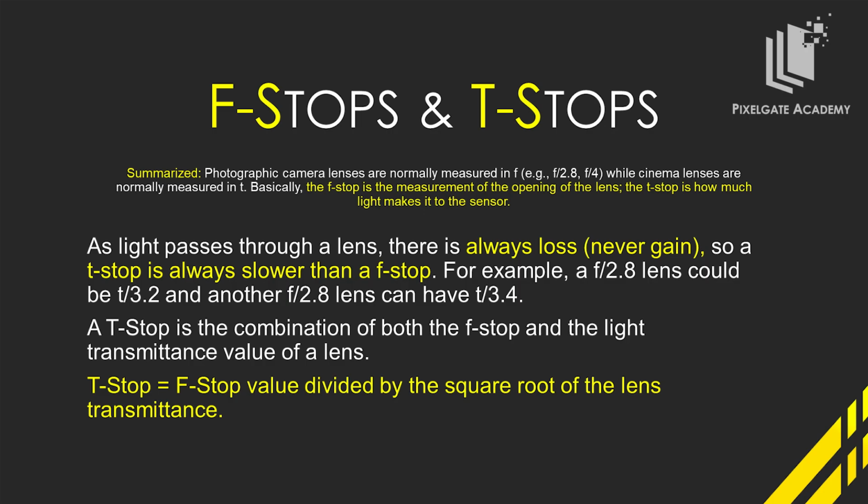There is a mathematical formula behind it: the t-stop can be calculated by the f-stop value divided by the square root of the lens transmittance. This is how you actually get mathematically to the t-stop of a lens. You don't have to do that. Usually the lenses are marked, so you don't have to do the math on your own, but there's always math behind it.